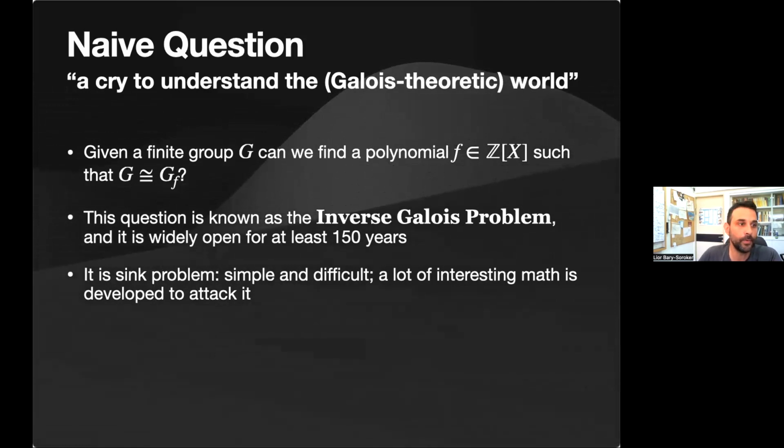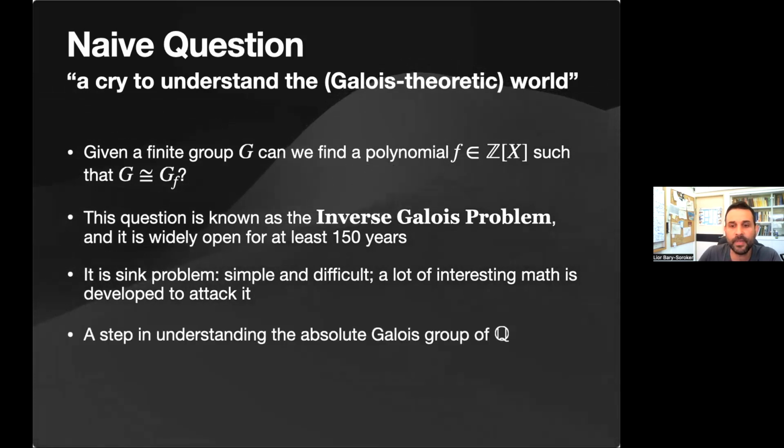For example, in the studies to understand this inverse Galois problem, we develop tools that help us to understand the direct Galois problem, which is very important in applications. And it's also a step in understanding the profinite group, which is the absolute Galois group of Q. As I said, this is a very central object in number theory, maybe the most important object in number theory, at least from some point of view.